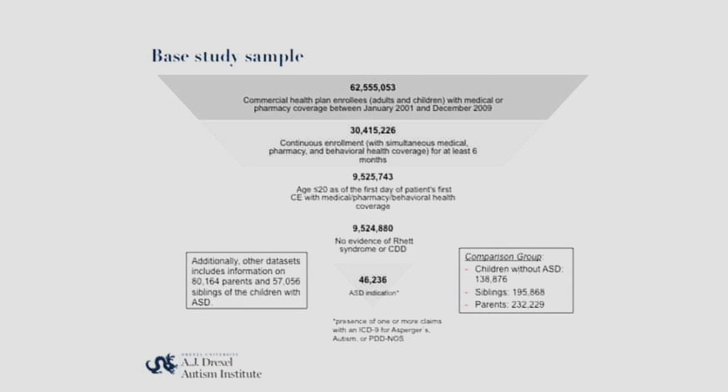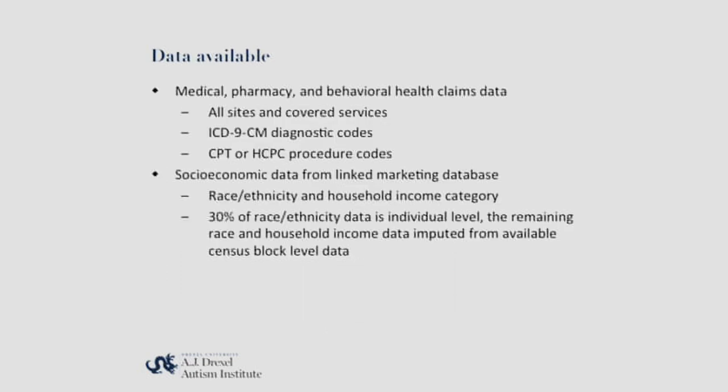We're also able to build a data set for parents and siblings of the comparison group children as well. So, a huge data set. What did we have available on this very large sample? Well, we had the medical, the pharmacy, and the behavioral health claims data. That comes from all service delivery sites and includes all covered services.